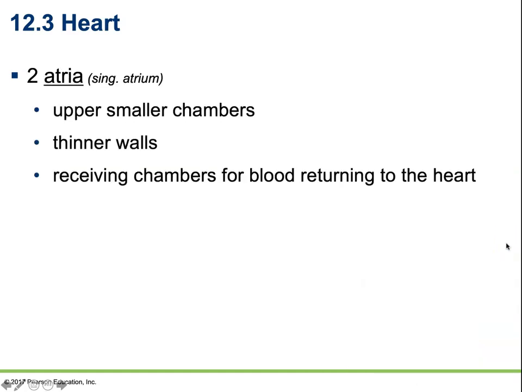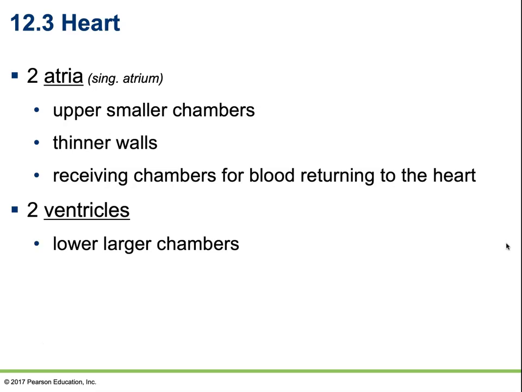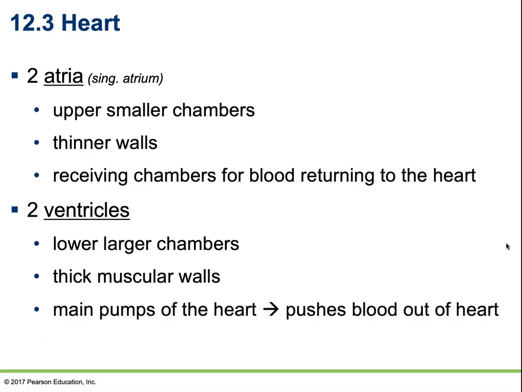So the atria are going to be for receiving the blood returning to the heart, either from the lungs or from the body. The ventricles are going to be responsible for pumping that blood out. So they're going to be the big muscular areas. They're going to be the lower, larger chambers. They're going to have very thick muscular walls. They're going to be the main pumps of the heart. They're pushing the blood out of the heart and going either to the body or to the lungs, depending on what is needed.